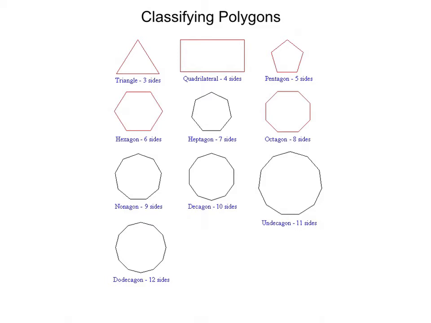So a triangle has 3 sides, the tri meaning 3, 3 sides, or 3 angles. Quadrilateral, quad, that's the root word for 4. Pentagon, pent also meaning 5, and so on and so forth. So these are some of the polygons that you are going to need to know for the rest of this year. Today we're going to review triangles really briefly, and then we're going to look at quadrilaterals. So let's go ahead and get started on that.